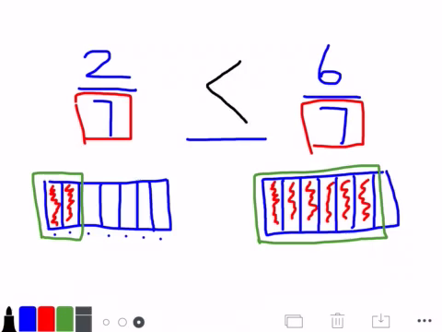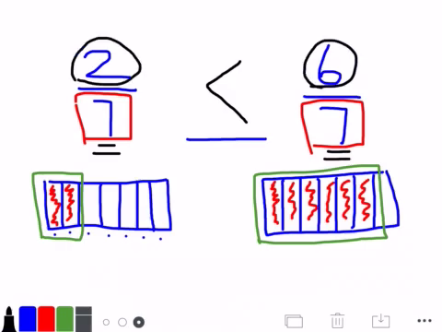So you'll notice something when you have the same denominator. When you have the same denominator, in this case we have 7s on both sides, 7 here and 7 here, as the numerator gets bigger, the fraction gets bigger. And the reasoning for that is, if you have the same size pieces in both, and we do, we have 7s, well, these 6 7s over here are going to be bigger than the 2 7s on the left side. Okay? Let's look at one more example.